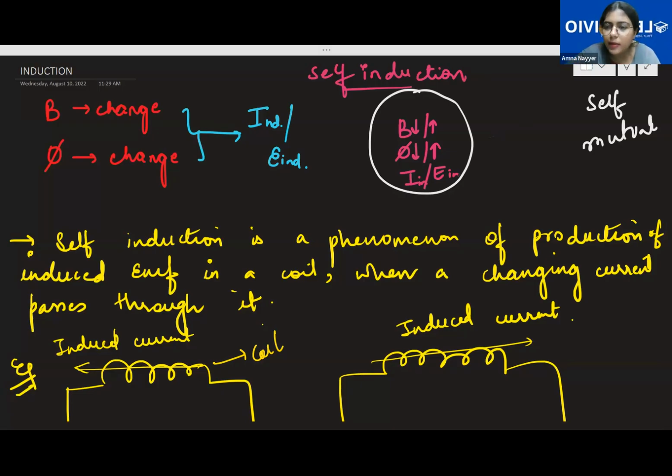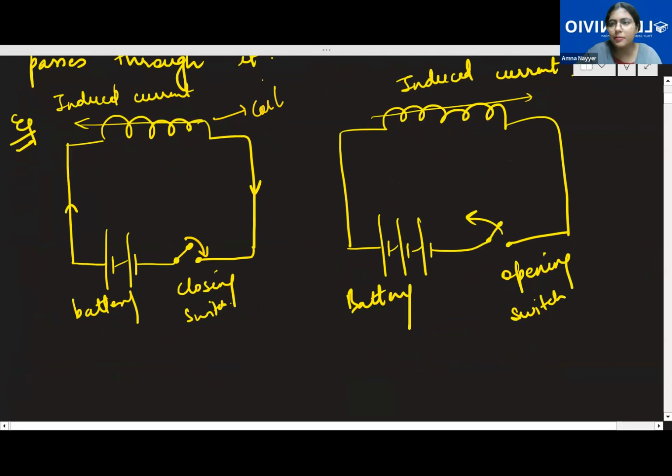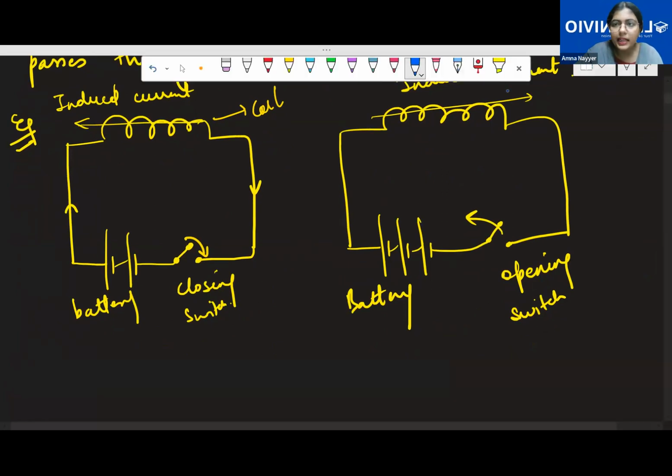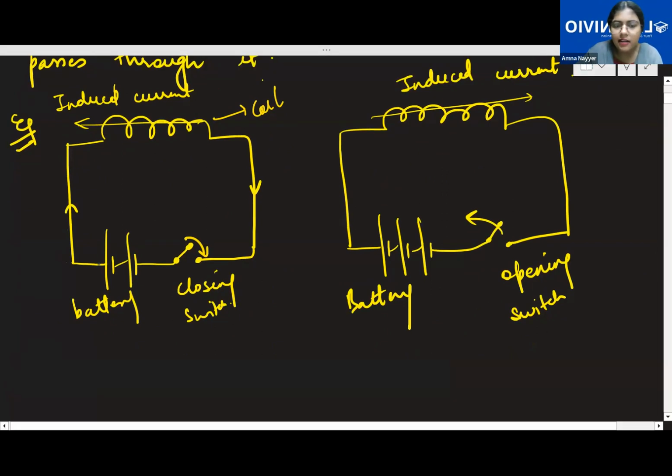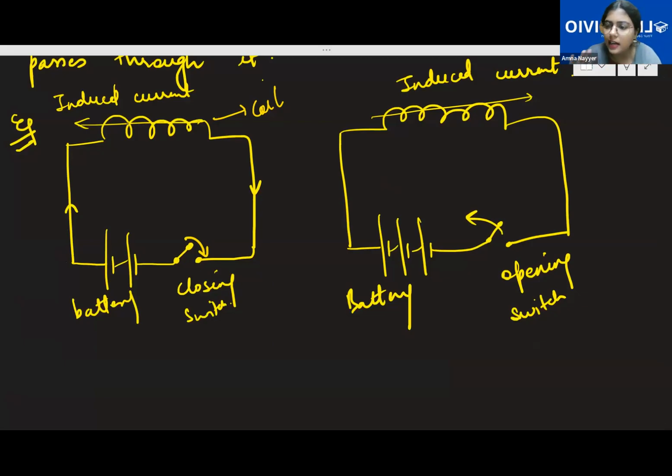And why will it occur? Because of the change in the original current. Now, what does this mean? Change in the original current? See, first look at this example. Let's say this is a wire connected to a battery and a switch. These are the wires, and an inductor is present. Now, what is happening? First, the switch was open. Now the switch is being closed.